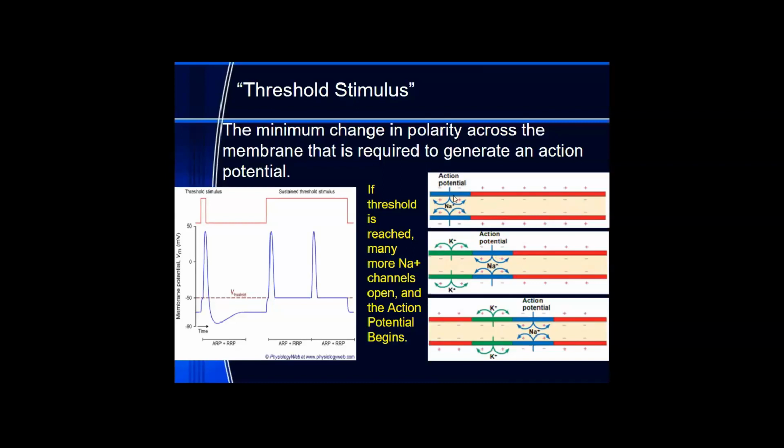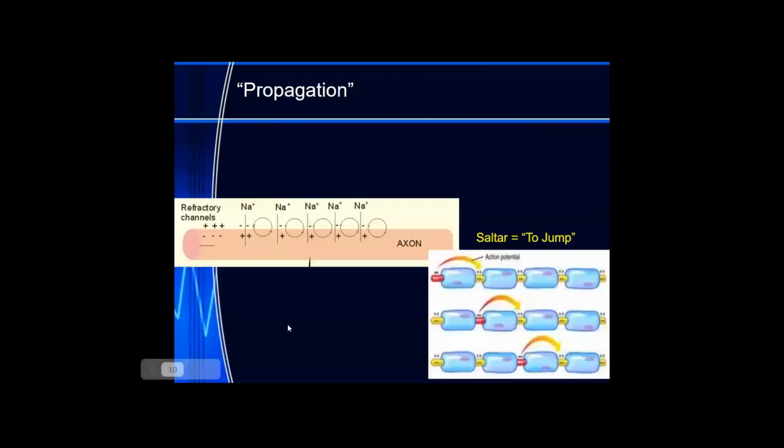So in this case, the first one you needed a ligand, right? But these you need a change in charge, voltage gated channels. Propagation is spreading. So once one starts, the next one continues. And that's your domino effect.